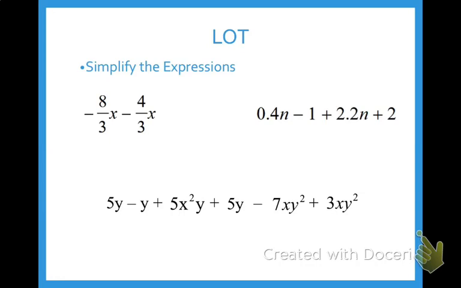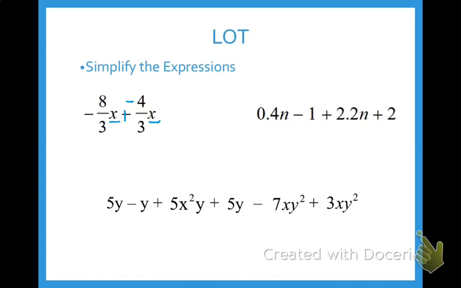The first thing I see is that they both have the variable x, so they are like terms and I can combine them. If I think about keep, change, I also notice that they are both negative, so I am going to add them together and keep them negative. I notice that they already have a common denominator, so I do not have to worry about that.